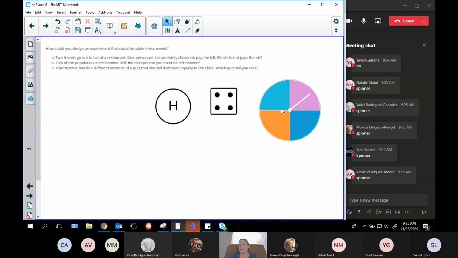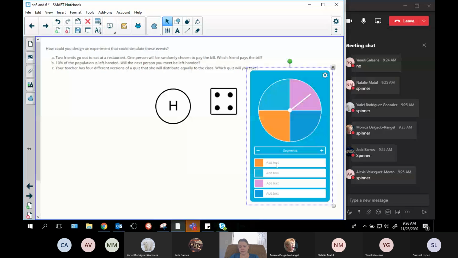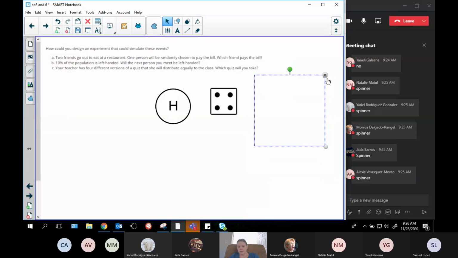All right, so yeah, the spinner makes the most sense because I can divide it into 4 equal sections and have each section represent a version: version 1, version 2, 3, 4, and they all have an equal chance of being landed on. So the spinner makes the most sense for this situation. Any questions about this one?